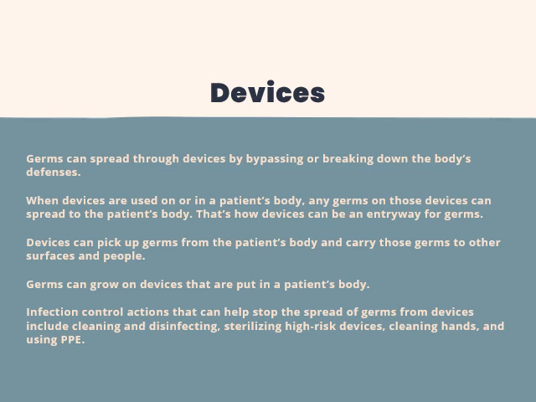Germs can spread through devices by bypassing the body's defenses. When devices are used on or in a patient, germs on them can enter the body. Devices can also pick up germs from the patient and transfer them to other surfaces or people if not handled properly. Germs can grow on devices like artificial hips if not managed correctly. To prevent this, regularly clean and disinfect devices, sterilizing those that are considered high risk, clean hands, and use PPE like gloves.